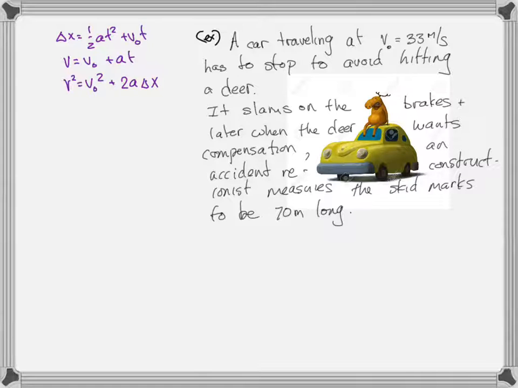Okay, let's use our kinematic equations to solve some basic kinematics problems. Let's start with a car is traveling at 33 meters per second and it needs to stop to avoid hitting a deer. It slams on the brakes and skids to a stop. Later, when the deer wants compensation, an accident reconstructionist measures the skid marks to be 70 meters long.